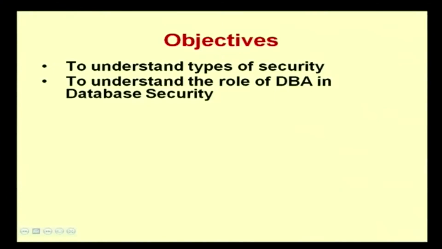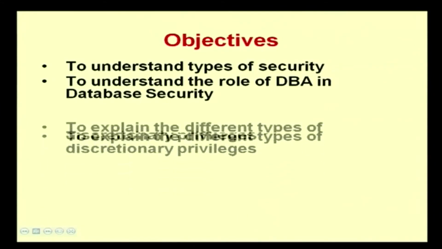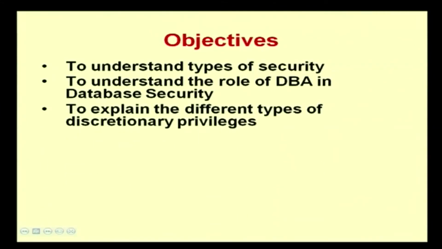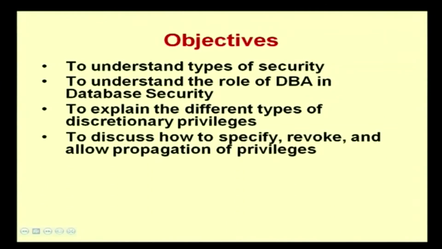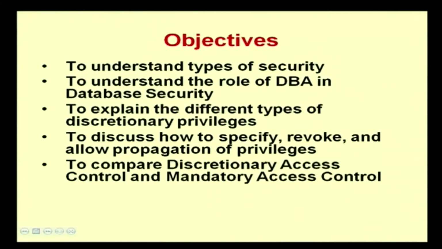In this lecture, we will be talking about certain issues associated with database security and also database authorization. So, the objectives of this lecture are to understand the types of security, to understand the role of DBA in database security, to explain the different types of discretionary privileges, to discuss how to specify, revoke and allow propagation of privileges, to compare discretionary access control and mandatory access control, and to understand a little bit about other security issues like encryption.